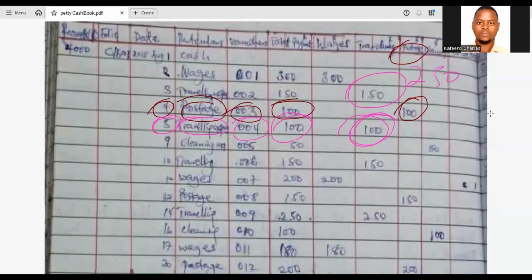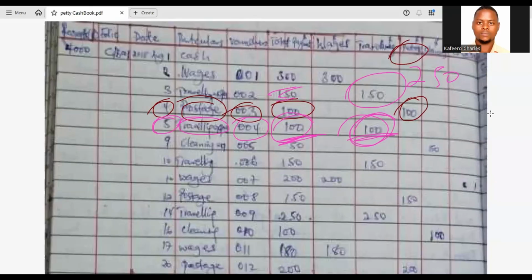At the end of the month, someone is going to ask you how much you have incurred on traveling expenses, so you will just add up the traveling column. I hope we are now seeing the reason why we have these columns. This same amount will reflect in the totals, but these columns will give you an analysis of the different categories of expenditure that you have incurred. So as long as it's not a different account, we don't create an analytical column. That's what you need to understand.